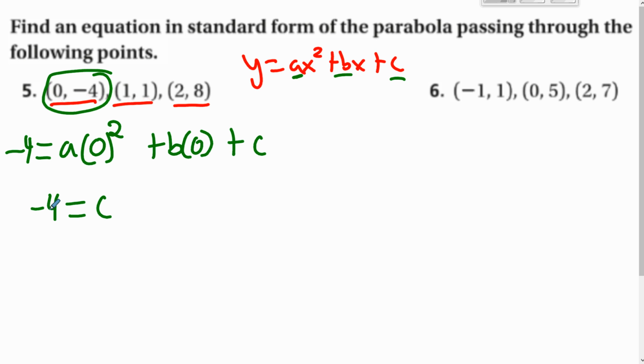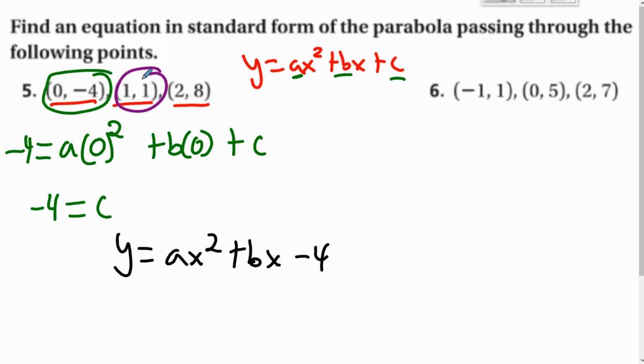So then I can enter that in my equation for c, and now I have a new equation because I need to find a, b, and c. Now I have c is negative 4, so I can plug in a second point. How about 1, 1, because that's a little easy. So 1 for my x. When you're doing this, you're always plugging in for your x and your y, solving for a, b, or c, and then plugging that in, and then using another point, plugging in that x and y, and solving for the next letter.